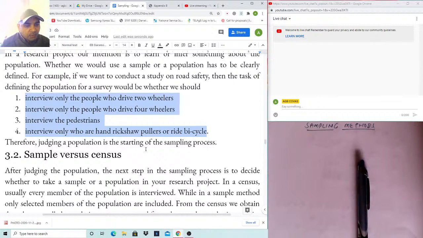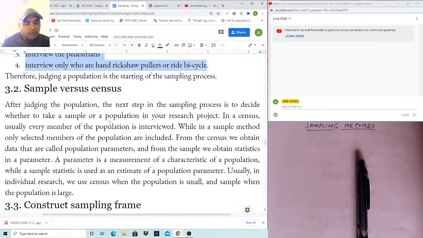Therefore, defining a population is the starting point of sampling. So when you are conducting a study, first of all, you have to judge which will be your target population. Okay. Sample versus census. After defining the population, the next step in the sampling process is to decide whether to take a sample or the whole population in your research.